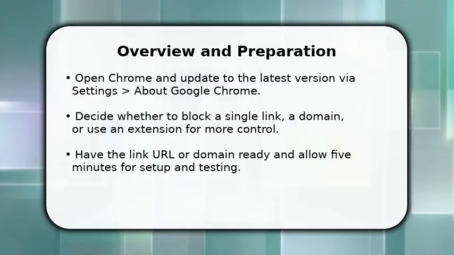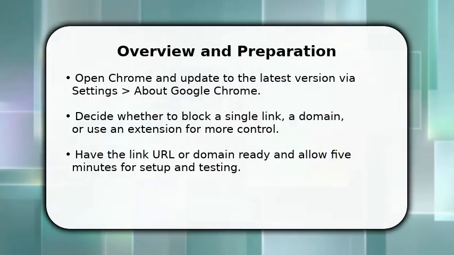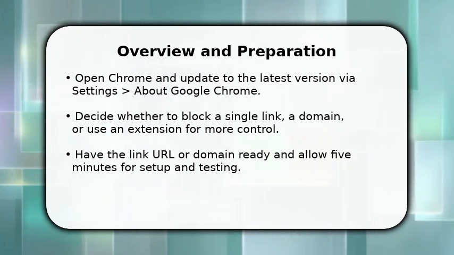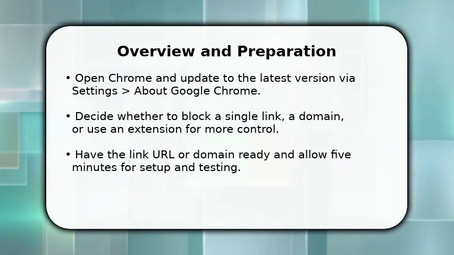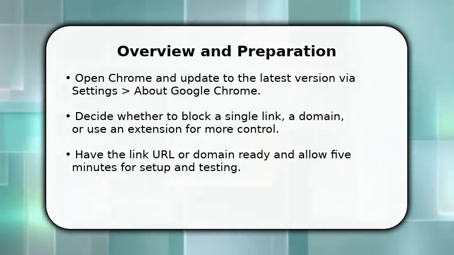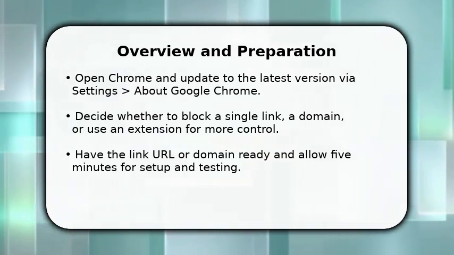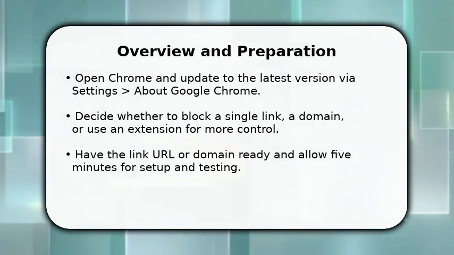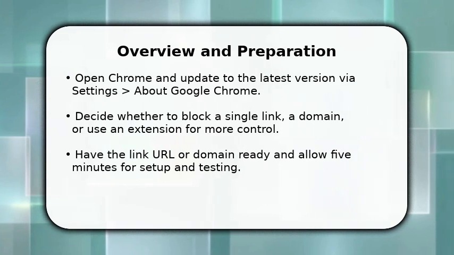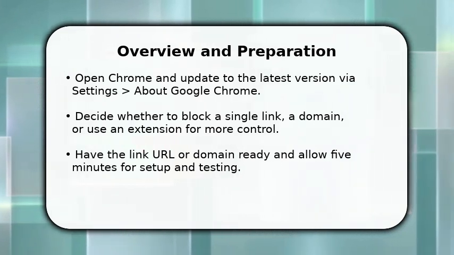Open Chrome and update to the latest version via Settings, About Google Chrome. This ensures the blocking options and extensions work correctly and securely. Decide whether you will block a single link, an entire domain, or use an extension for granular control. Gather the exact URL or domain that you want to block and copy it to your clipboard.